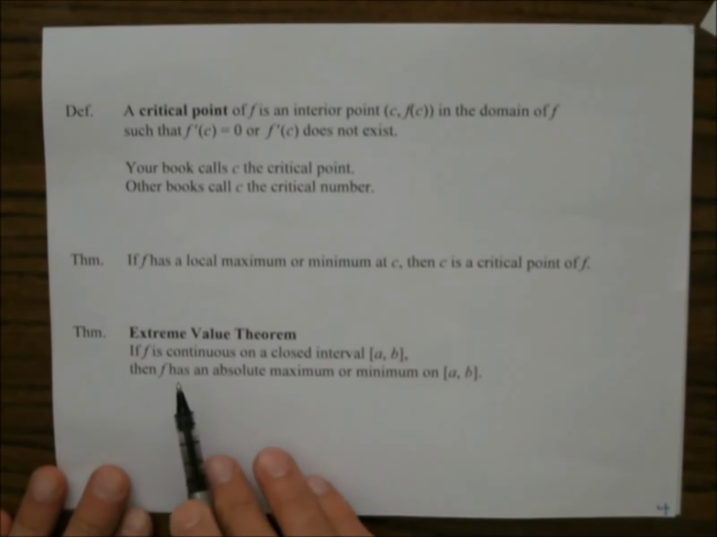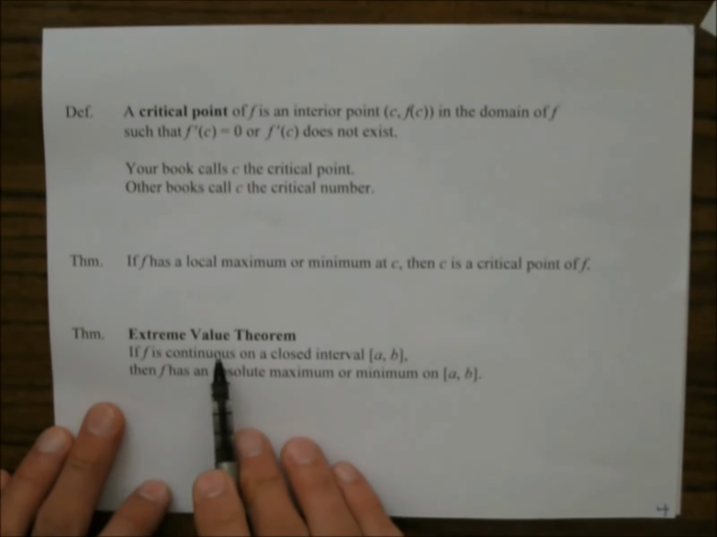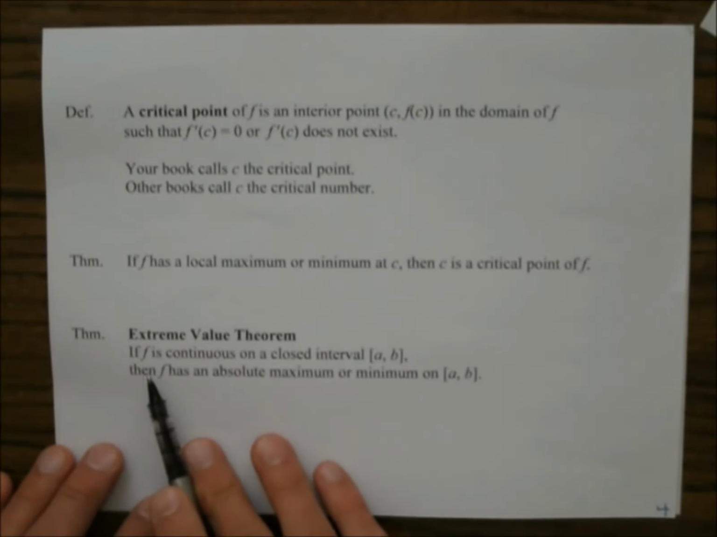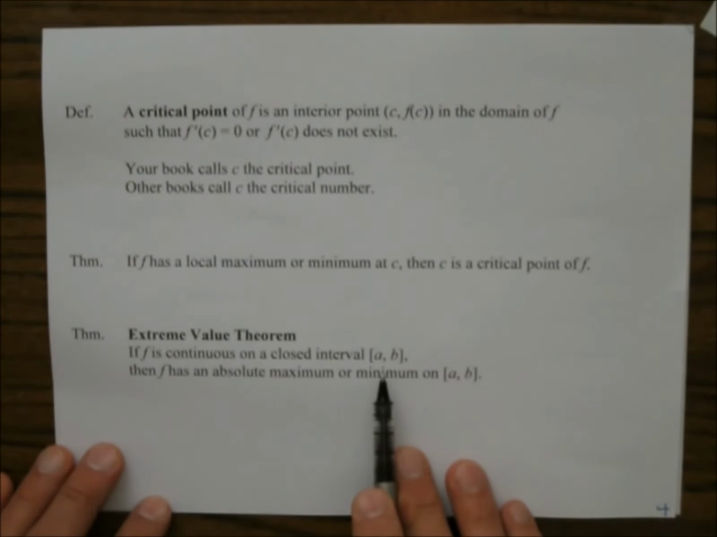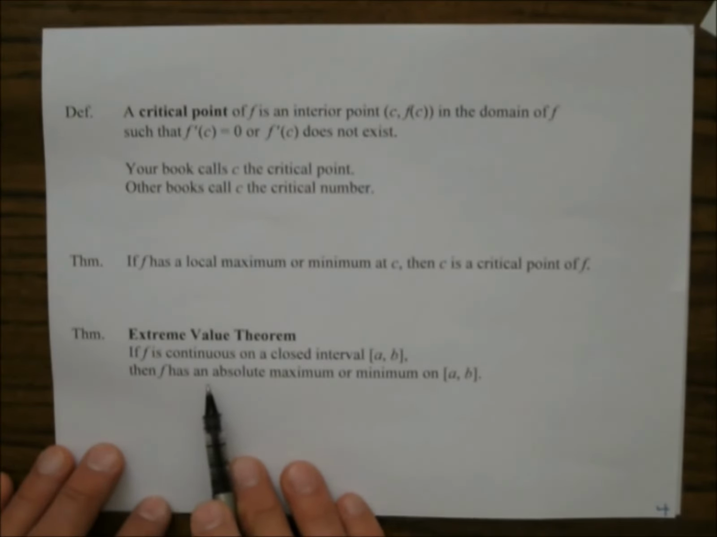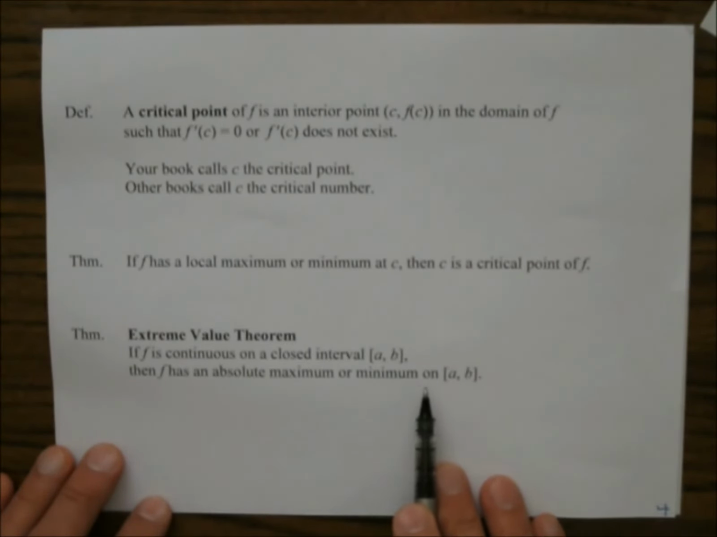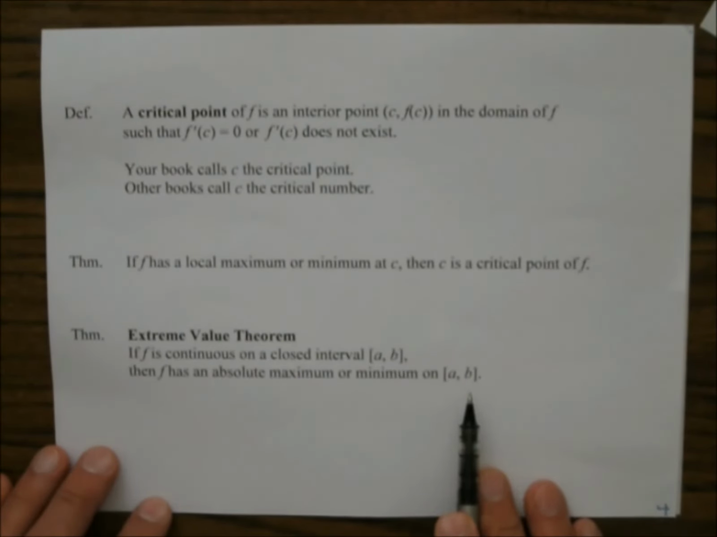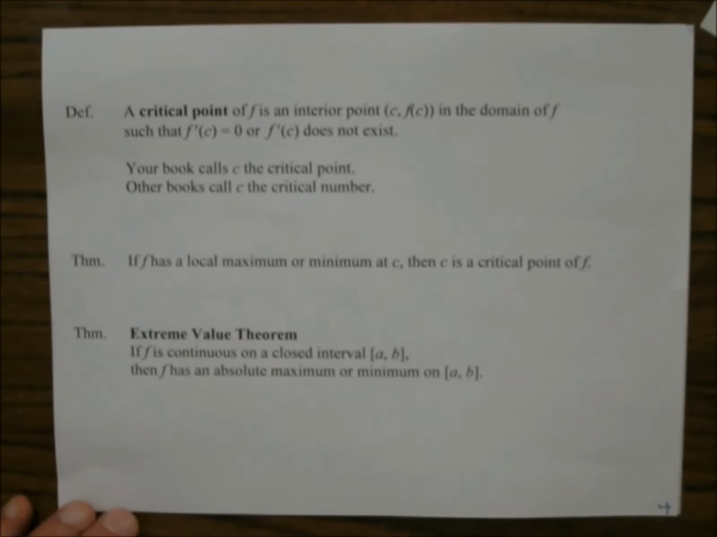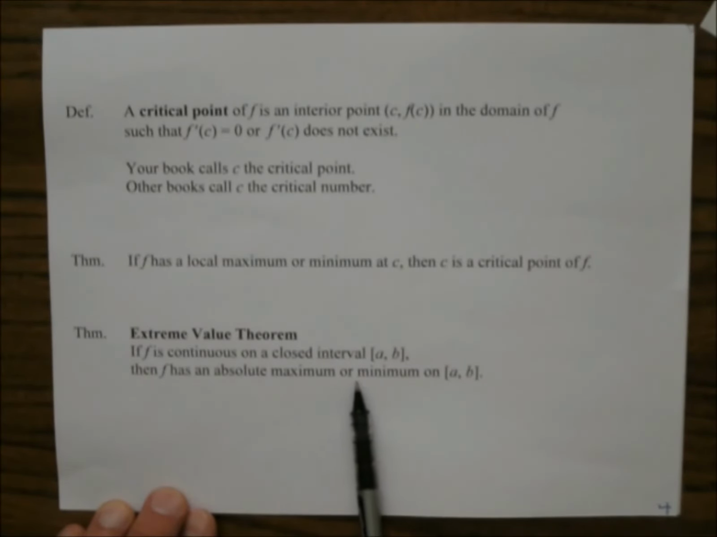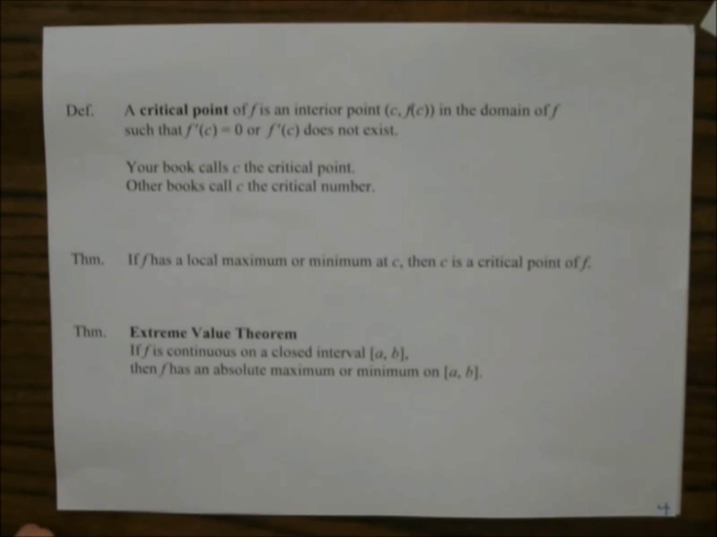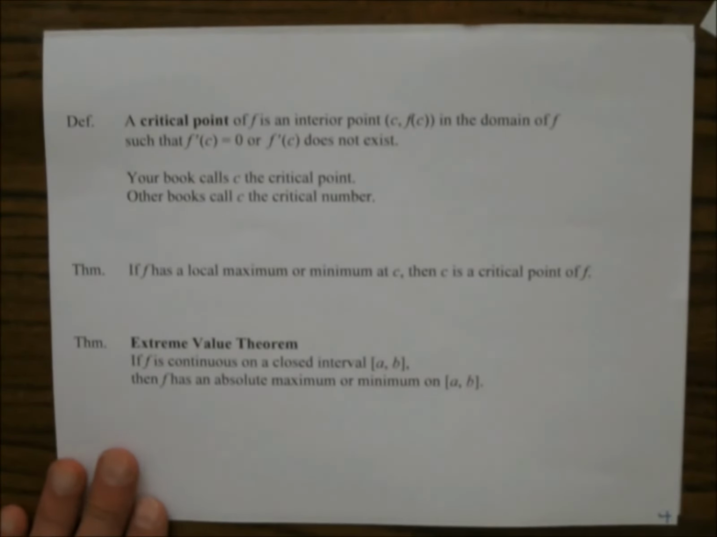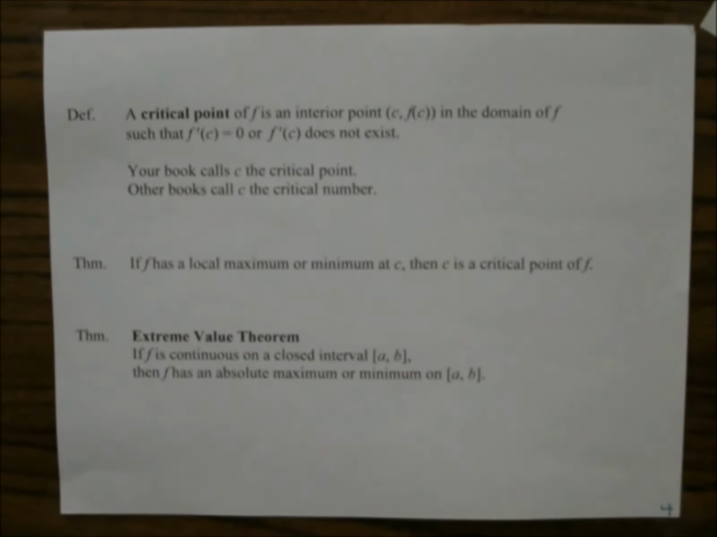So let us go ahead and look at our last theorem. It's called the extreme value theorem. If f is continuous on a closed interval [a, b], then f has an absolute maximum and minimum on that closed interval [a, b]. So the last grouping of problems in your homework, they're going to give you a function on a closed interval, and they're going to ask you to find absolute maximums and minimums. And I'm saying that wrong. I should say maxima and minima. So that is what we'll do.